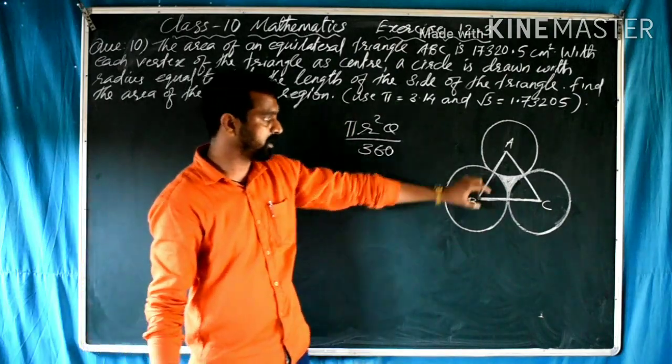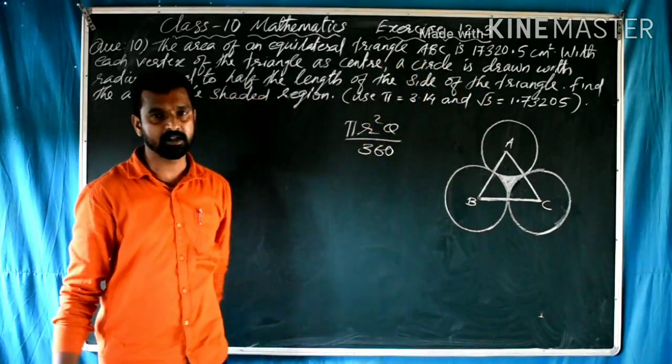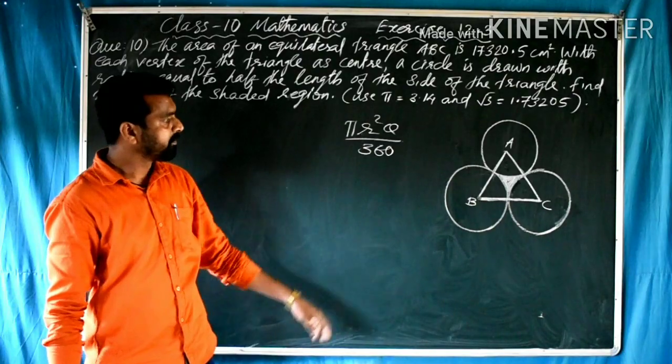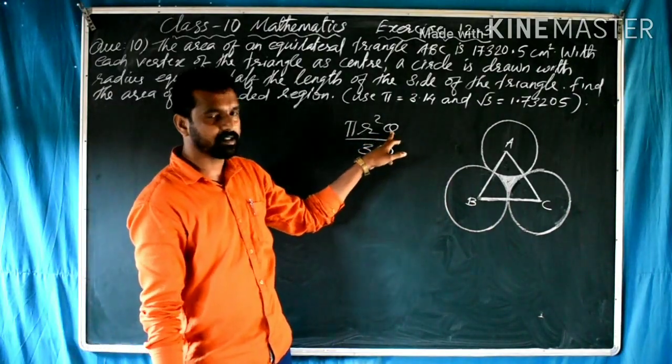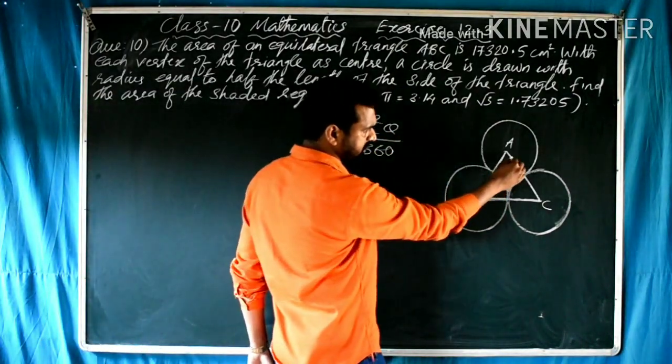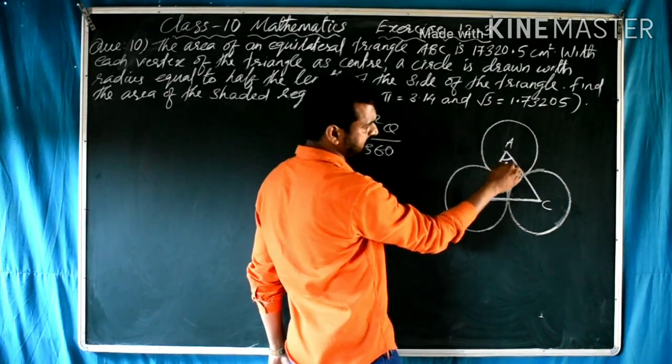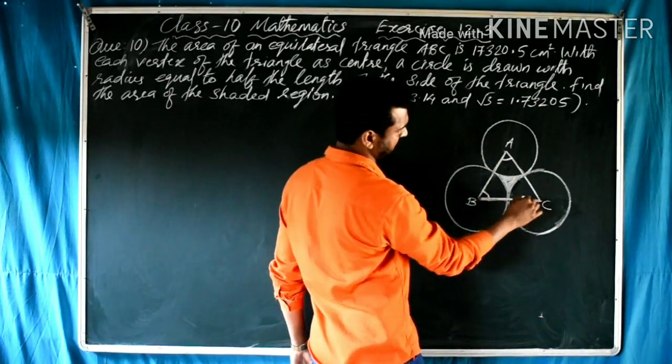Radius of the circle. What is the radius of the circle? It is not given in the question. We have to find that out. Then the central angle theta. This one is the central angle theta. What is the value of the central angle theta?